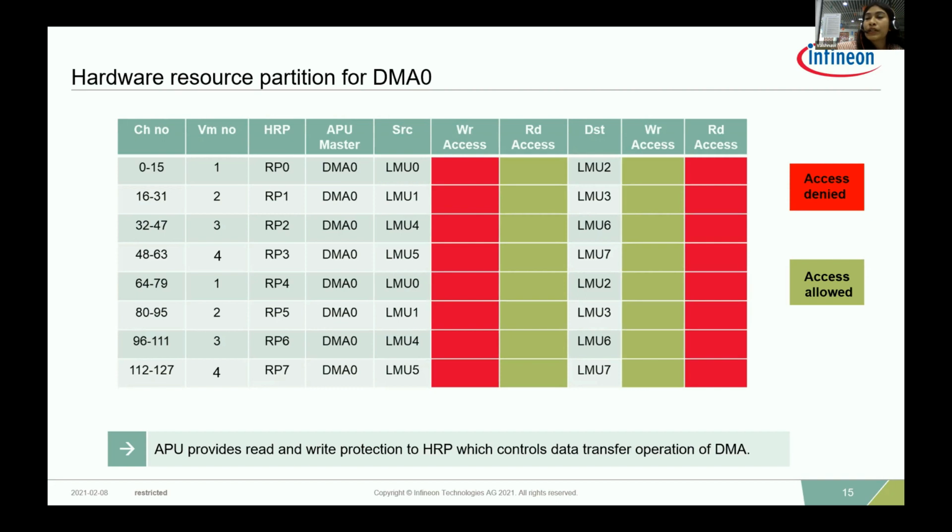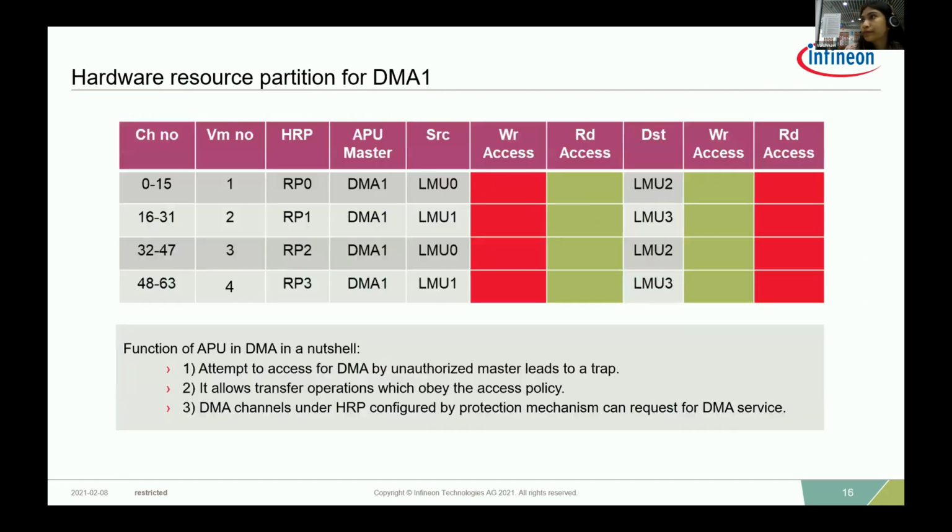It will continue up until 127 channels, that is, all together 128. So channels 112 to 127 are with virtual machine 7, RP7. The APU master would be DMA0. The source will be in LMU5. The destination would be in LMU7 with the respective access protections.